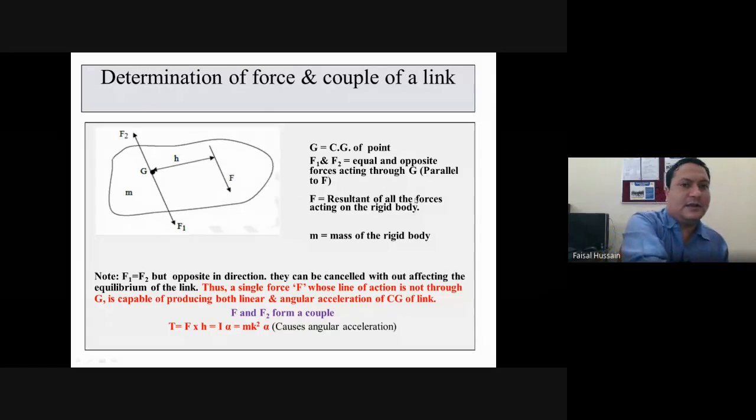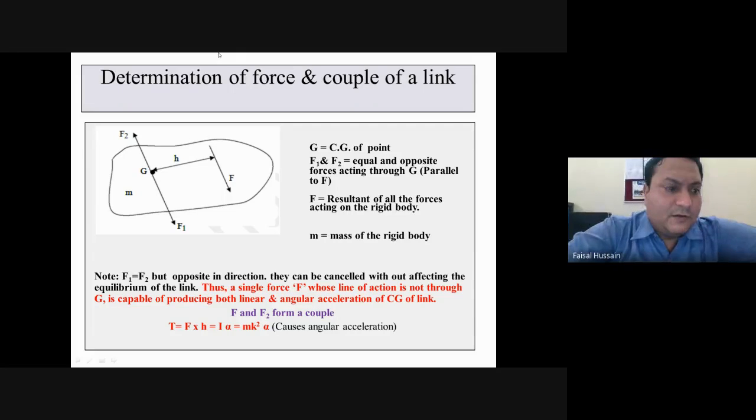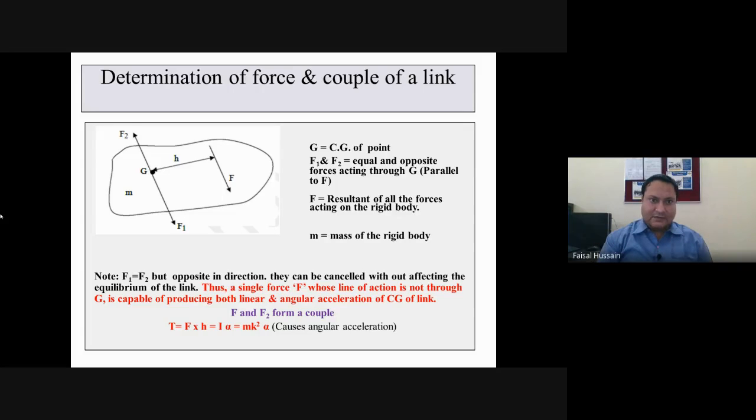Let us start with our topic. First of all, in dynamic analysis of linkages, a student should know the concept of dynamic force analysis. What is dynamic force analysis? That is the basic concept. If we consider the effect of inertia forces, then it comes under the category of dynamic analysis of forces. Now, see in this slide, this is the basic proposition of determination of force and couple.